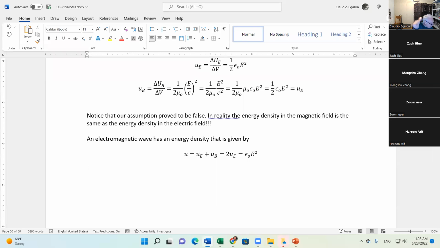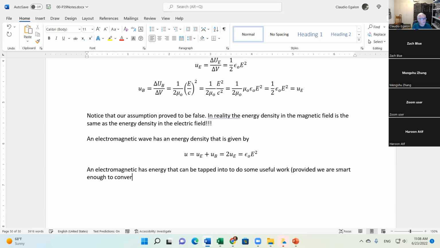And now we should ask ourselves, okay, so here you go. An electromagnetic wave has energy that can be tapped into to do some useful work, provided we are smart enough to convert this energy.